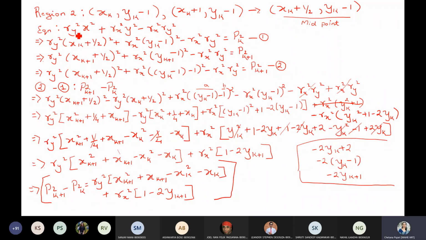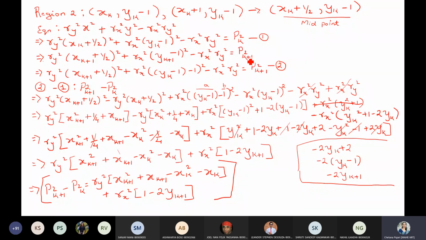Okay, so now this is our ellipse equation, the same equation which we used in a previous slide. In the equation, substitute the value of x and y with the midpoint value. What's the midpoint value? You replace x with xk plus 1 by 2, and you replace y with yk minus 1. So we did it here. Let's represent it as P2k. This is our decision parameter. Because it's region 2, we have kept it as P2, and in the previous slide, it was region 1, hence we kept it as P1. Just for convenience.